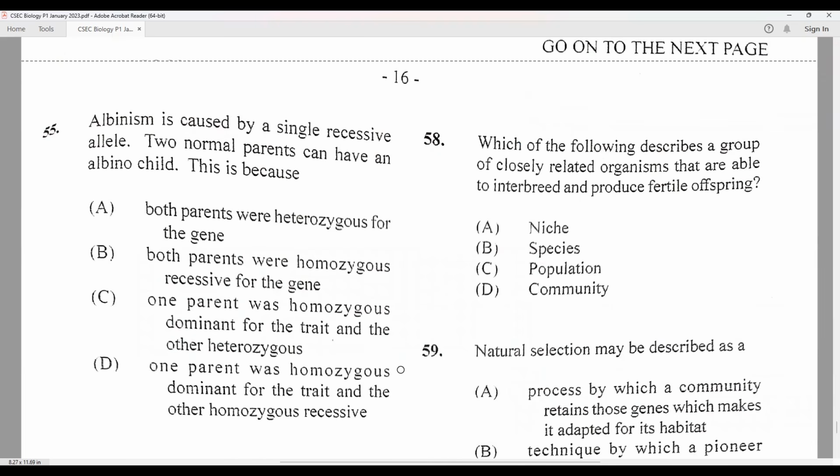Albinism is caused by a single recessive allele. Two normal parents can have an albino child. This is because both parents have to have the dominant allele and the recessive allele. Hence, both parents are heterozygous for the gene. So 55 is A.